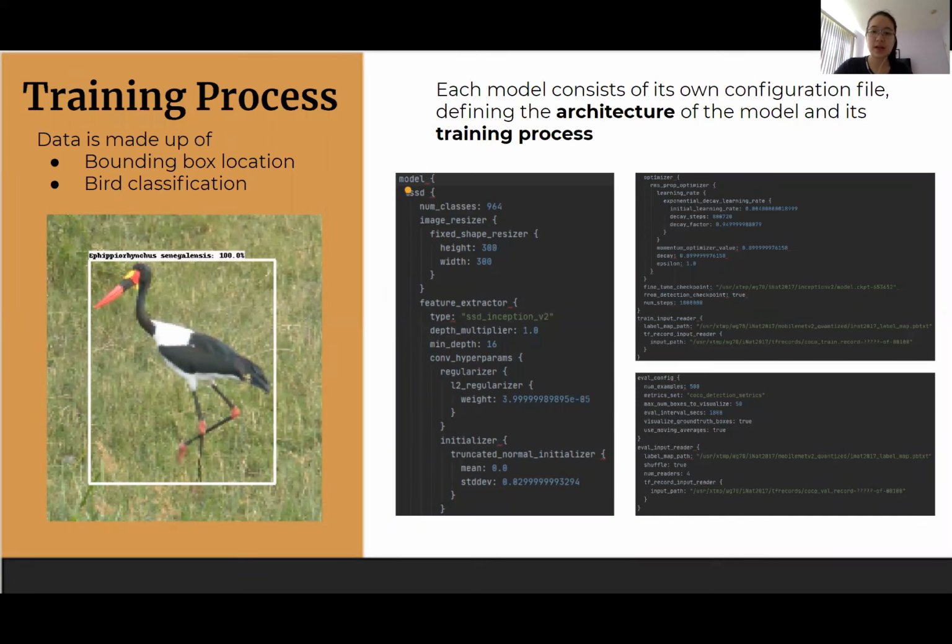We are taking the pre-trained models and retraining them to identify birds instead. So each model has its own config files that correspond to defining the architecture of the model and its training process. So for each model, we have to have a new config file for it. And these are some examples of pieces of our config files for one model in particular.